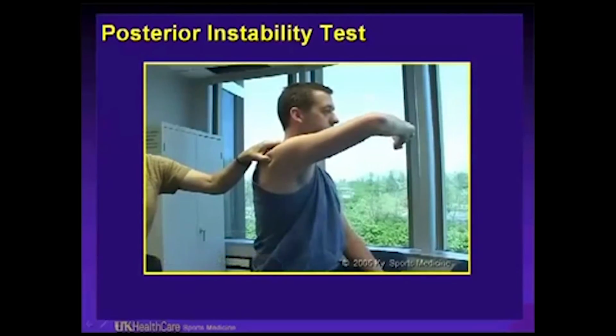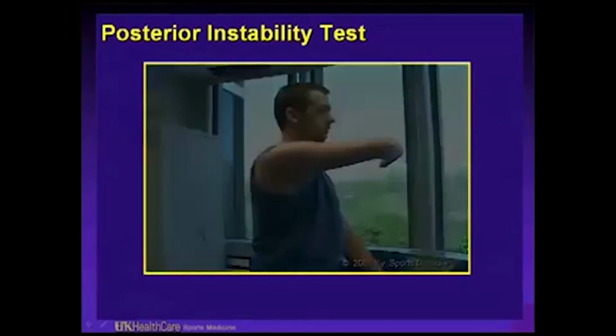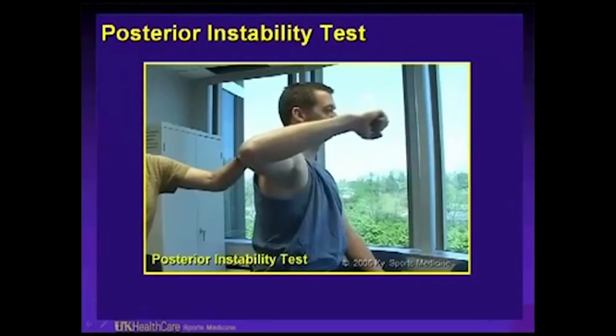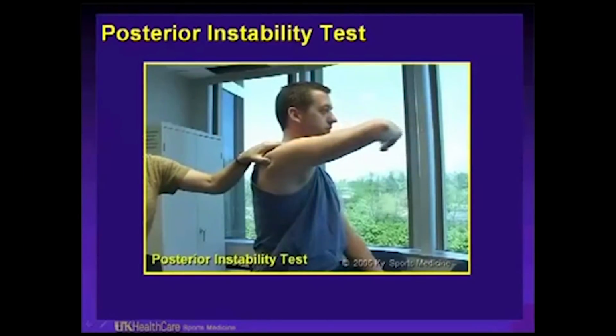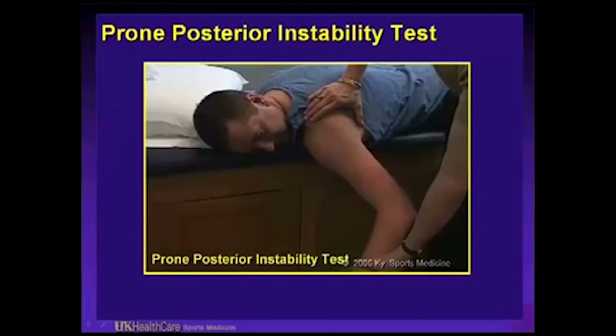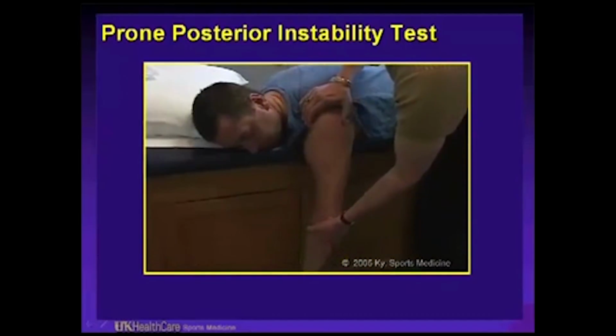Sometimes they can do it better than we can reproduce it when we're examining them clinically. So moving the arm into internal rotation, horizontal adduction, there'll be a clunk, and there can definitely be an asymmetry, one side compared to the other. So ask the patient to do it. The posterior instability test: you're stabilizing the scapula and basically just pushing the humeral head to the back.